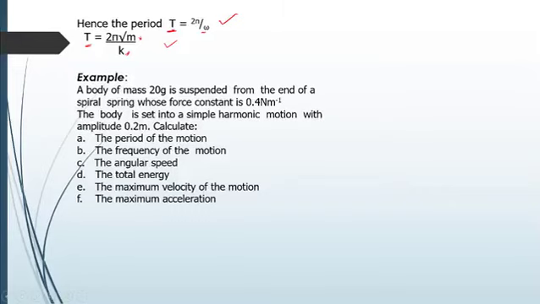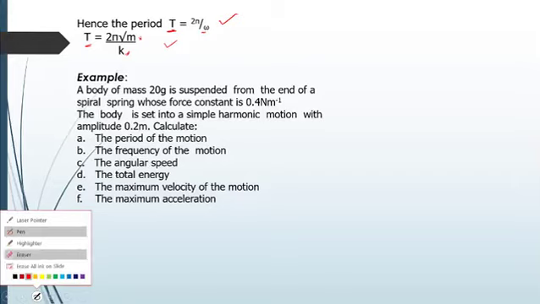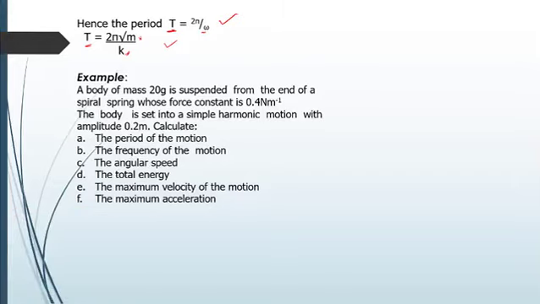It says that a body of mass 20 grams is suspended at the end of a spiral spring whose force constant is 0.4 Newton per meter, and this body is set into simple harmonic motion with amplitude 0.2 meters, and we're asked to calculate the period of the motion, the frequency, angular speed, the total energy, maximum velocity, and maximum acceleration. So let's start with the first one, where we're asked to calculate the period of the motion.